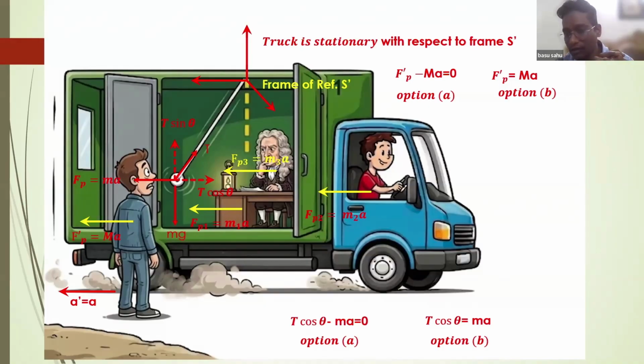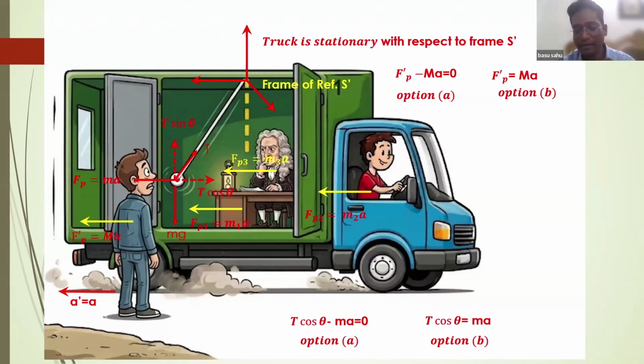I think we have found option B as the correct option for this particular case. What we are observing with respect to the frame of reference S dash is that the man is moving opposite to the direction of the truck. When we see from the inertial frame, suppose the truck is moving in the x direction, then the man is moving in the minus x dash direction. And what we are applying? First you ask, what is the F external acting on the man?